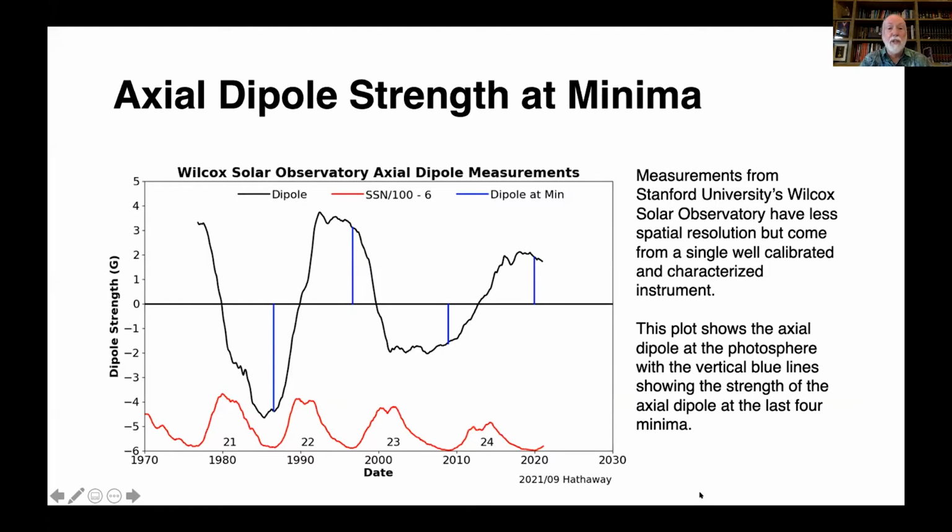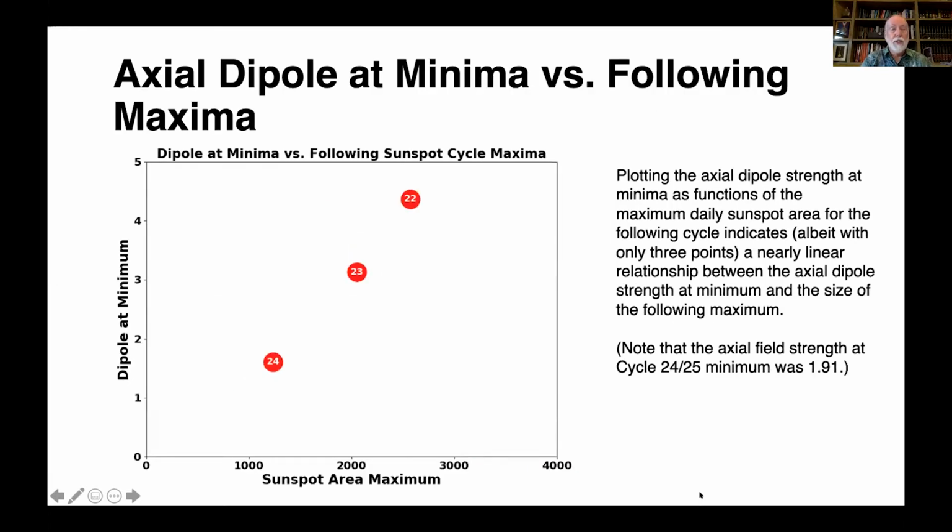And you can see from this the change in strength from cycle to cycle. So this is probably the simplest plot I've ever made, with only 3 points on it. Unfortunately, that's all we have. They do fit in pretty nicely along a straight line. I apologize for not putting error bars on there, which I just realized yesterday that I hadn't done. But it's a good straight line between these things, which indicates that the dipole at minimum is a good predictor of the size of the next cycle.